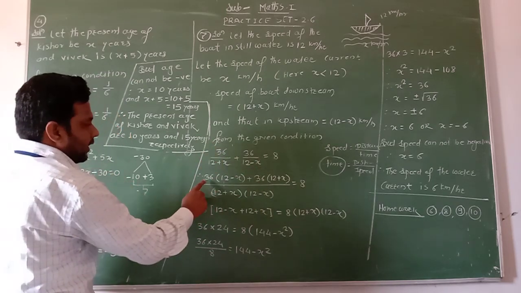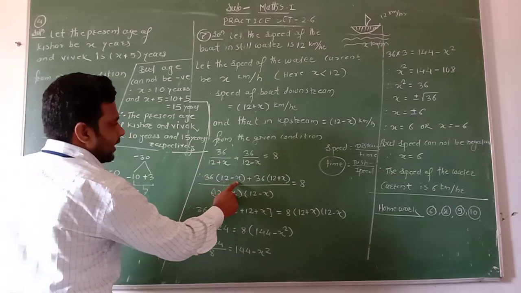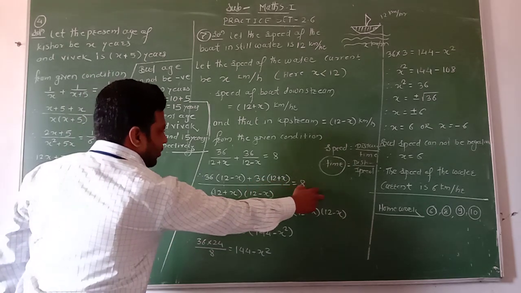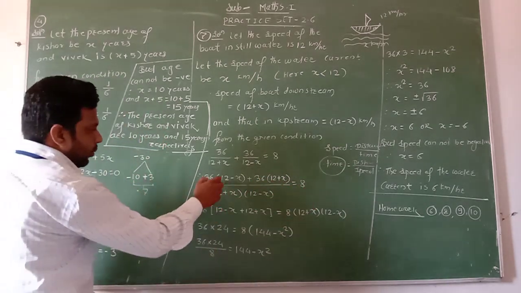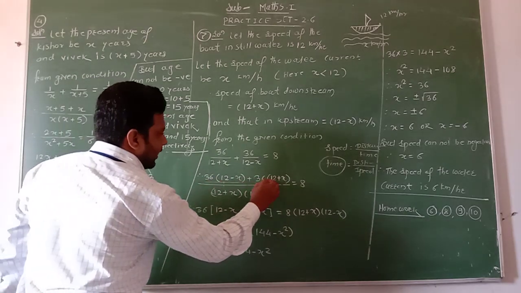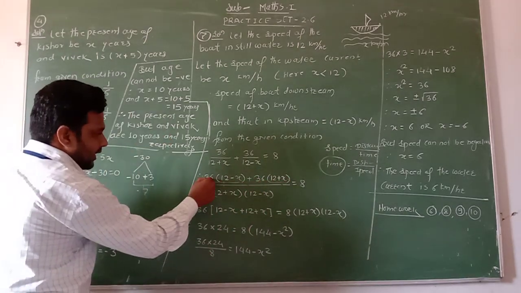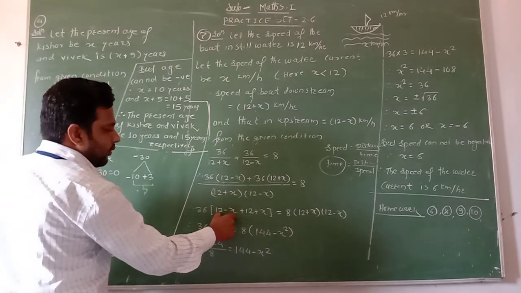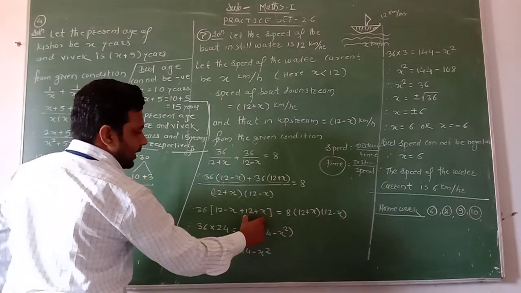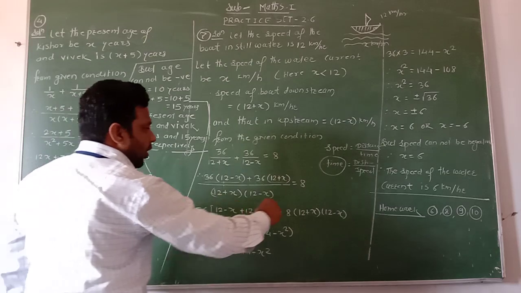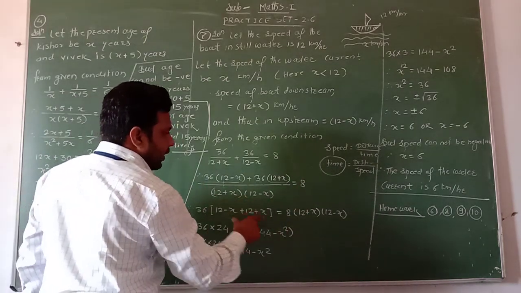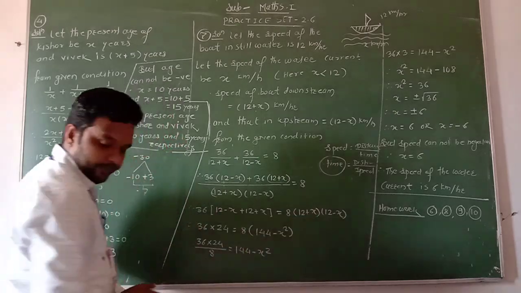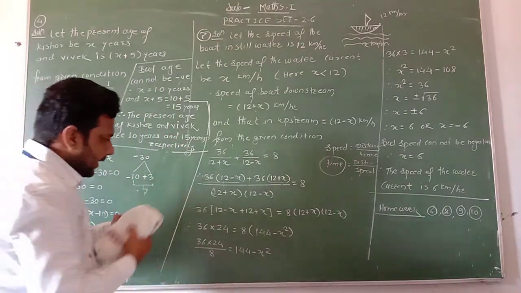Cross multiplication: 36 in bracket (12 minus x) plus 36 into (12 plus x) is equal to 8, as it is. Now in the numerator these two terms are there. In that, 36 is common, so here I take 36. Now what is remaining in the bracket is 12 minus x and 12 plus x, is equal to, in cross multiplication we transfer this denominator term here. Therefore 8 into (12 plus x) and (12 minus x).